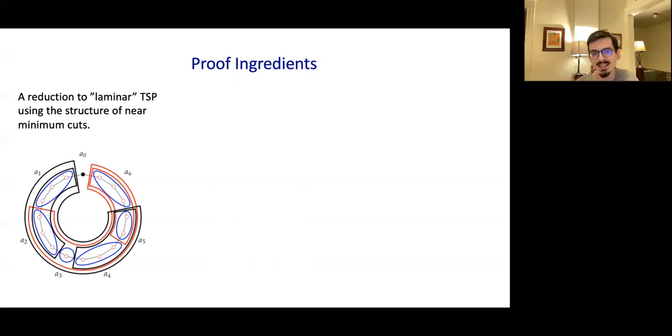Unfortunately, there may be many near minimum cuts, so it's kind of difficult to understand and deal with them all directly. And so in the first part, we reduce to the so-called laminar TSP case, in which these important small cuts form a laminar family.